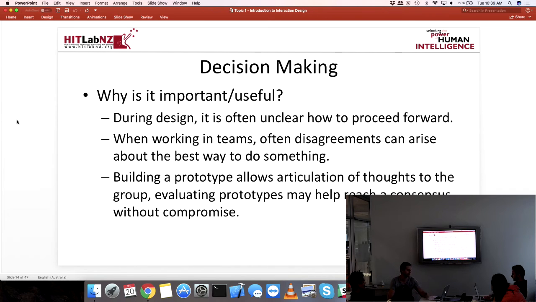So building a prototype allows articulation of thoughts to the group. Evaluating prototypes may help reach a consensus without compromise. It may be in the end that if I've got a great idea and you've got a great idea, maybe we can somehow smash those two ideas together and take parts of both.